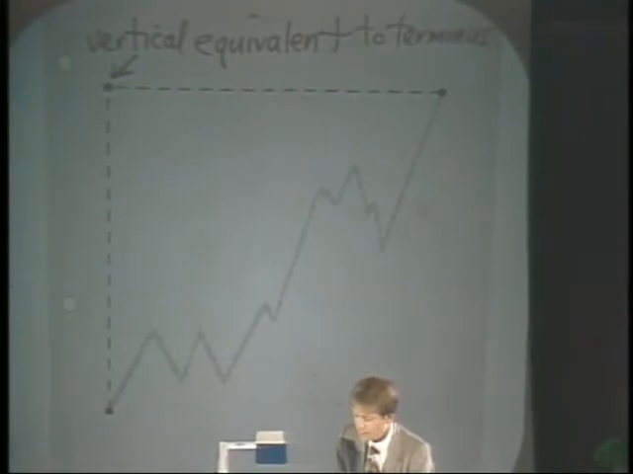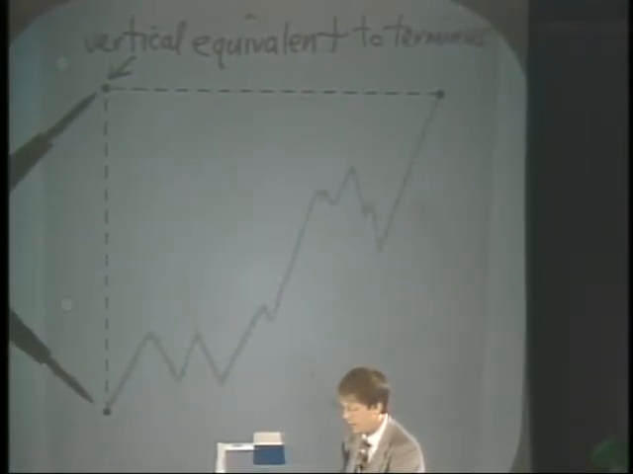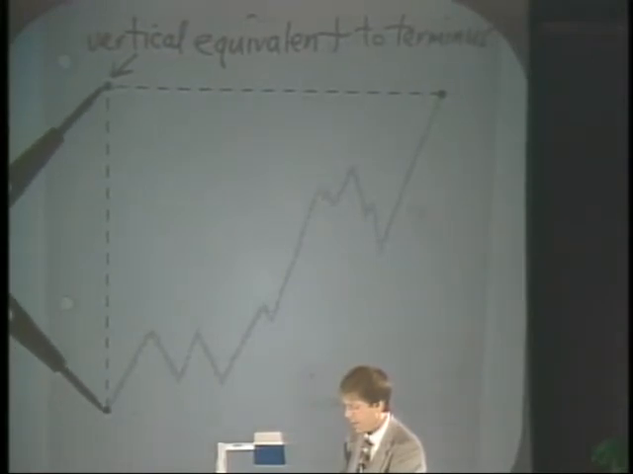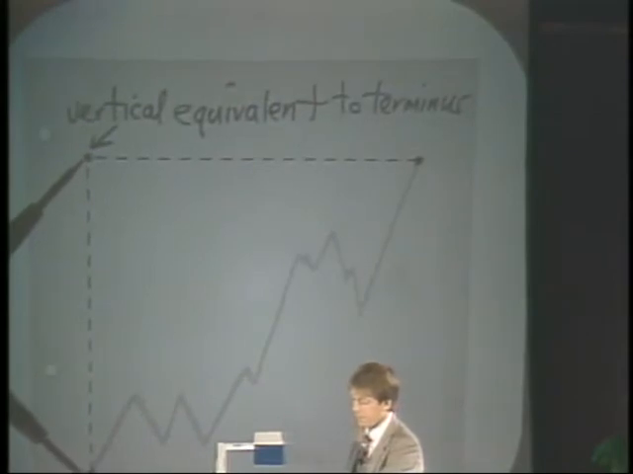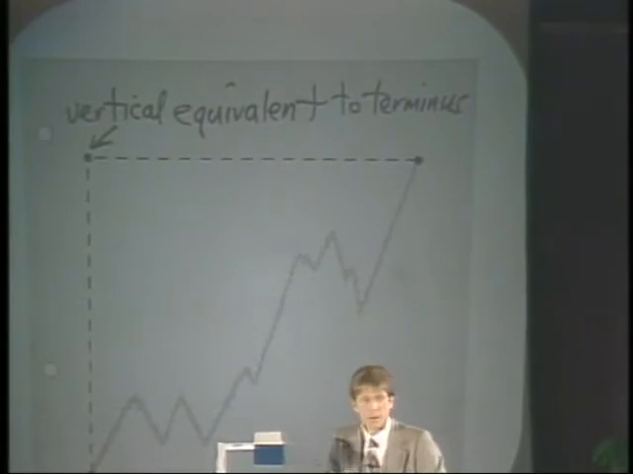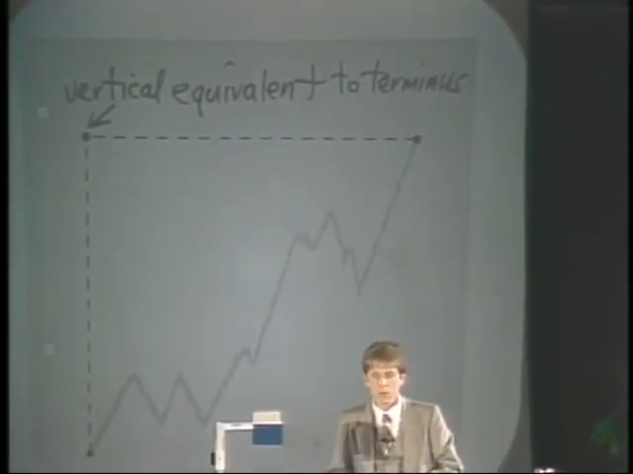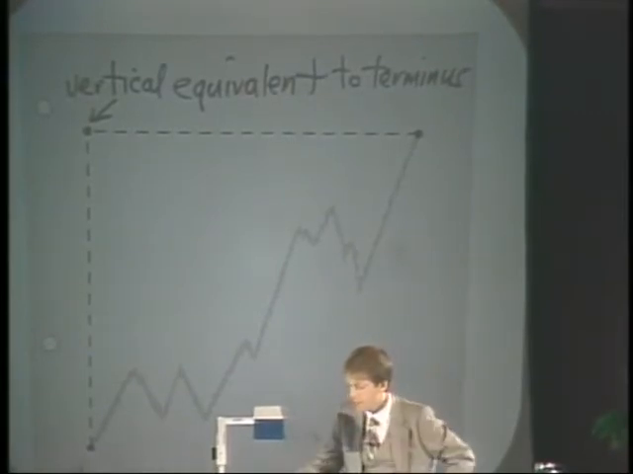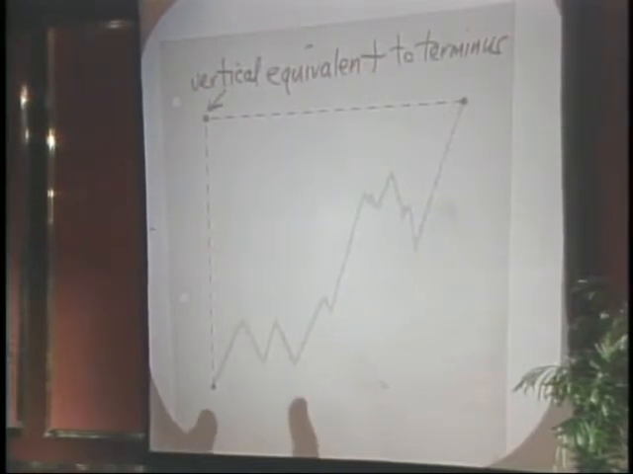If I want to measure the length of this move, I place one point of the compass at the origin, and I place the other, what we refer to as a vertical equivalent, to the terminus of the move. For those of you who are interested in looking at Fibonacci time relationships, you would use the compass in the same fashion, except you would measure along the horizontal axis. If I wanted to see, well, gee, is there any relationship between this piece of the chart and this piece of the chart, you would measure along here.